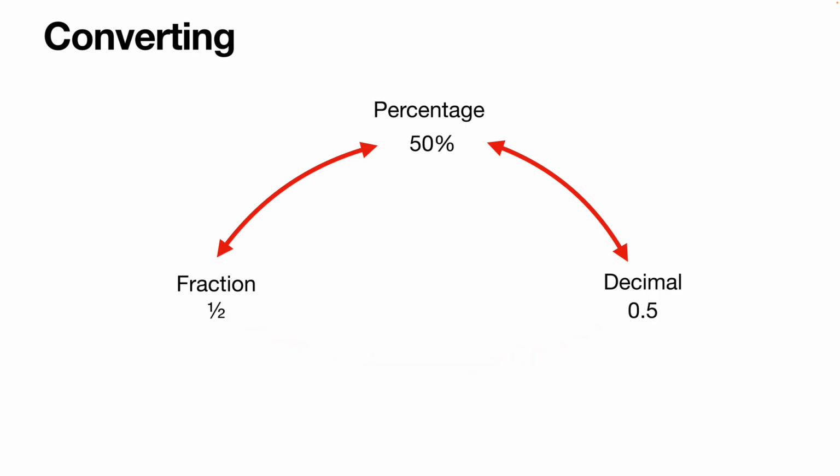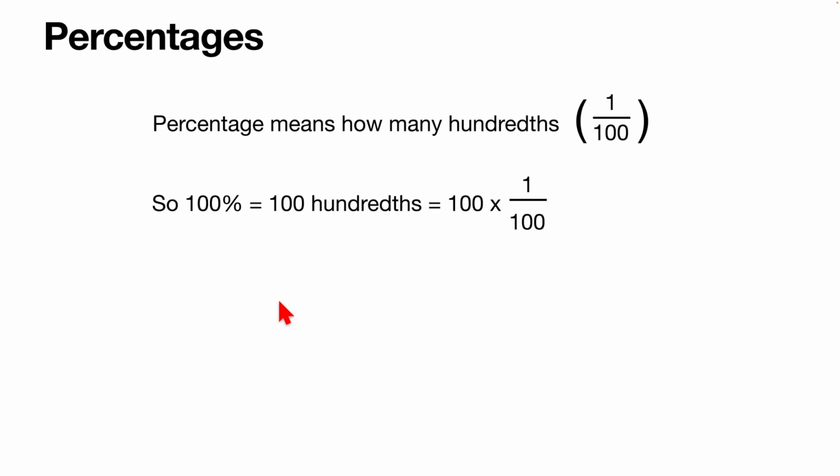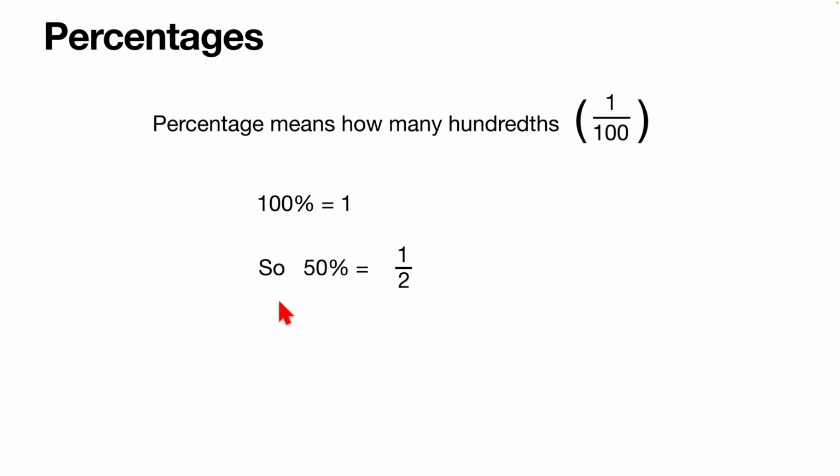Now this video looks at these two relationships, percentages into fractions and decimals, and then back again from fractions and decimals to percentages. A percentage means how many hundredths. That's what percent means. So 100% is 100 hundredths, or 100 times 1 over 100, which is 100 over 100, which equals 1. Put it more simply, 100% equals 1. Well, you probably know that. And so 50% equals a half, or 0.5.